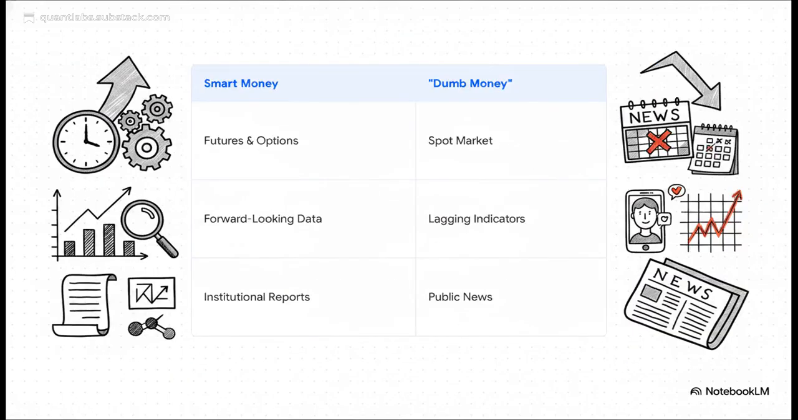So what makes their game so different? This breaks it down perfectly. See, smart money is all about futures and options. They're digging into institutional reports, basically using forward-looking data to get a sense of what's about to happen. The typical retail approach usually means focusing on the spot market, reacting to whatever news is public, and using lagging indicators. Data about what's already happened. It's the difference between trying to anticipate where the ball is going versus just chasing it around the field.